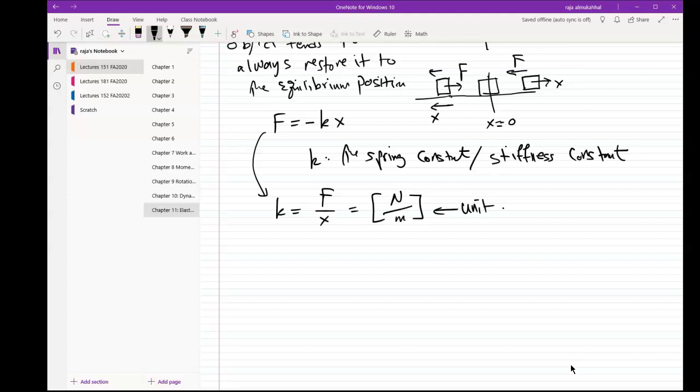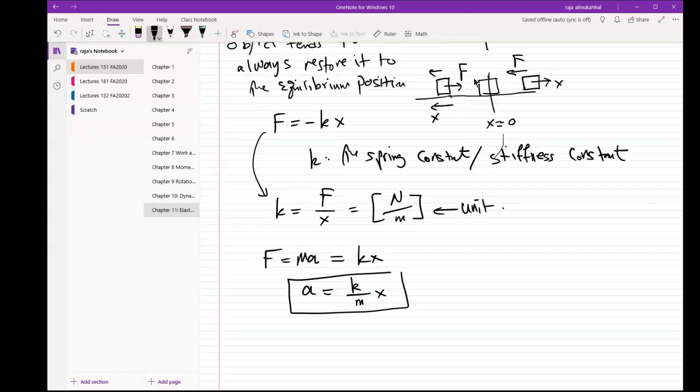Okay, in addition to that, since this force is a dynamical force, and we know that from Newton's second law, F equals ma, and this force is also equal to kx. Again, I'm ignoring the minus sign for now. We're just looking at the scalar value. Notice that the acceleration in this case is going to be equal to k over m times x. What you notice here is that the acceleration in this case is a function of position.